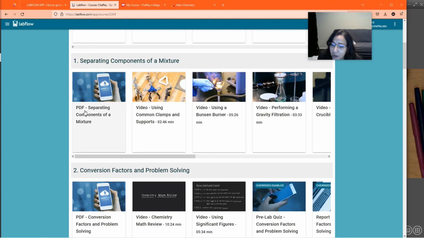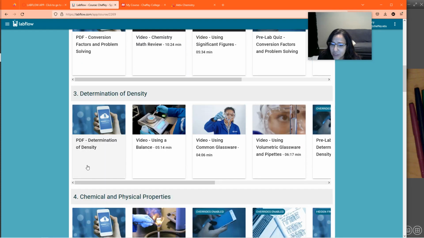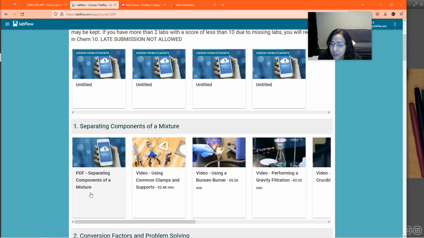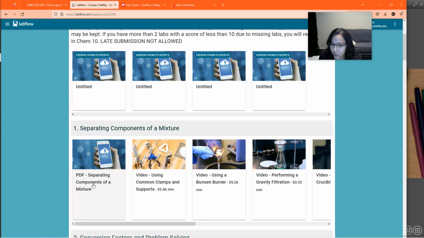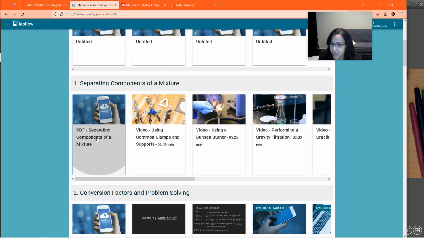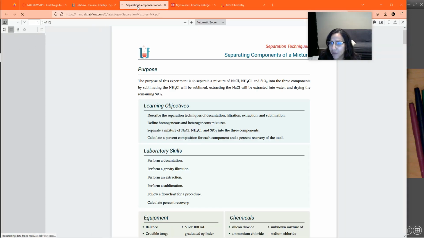So this first one, whenever you see PDF, you'll see PDF on all of these. Okay, that's kind of like your lab book where all that pertinent information is at. So you always want to have that one open, okay? Because you're going to reference it for all of your information.